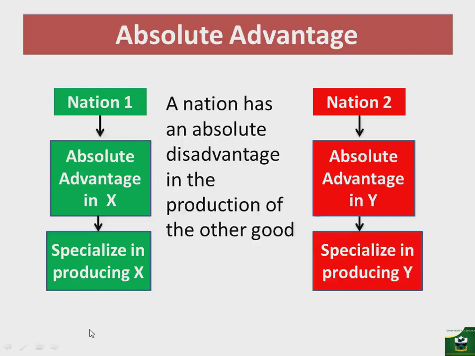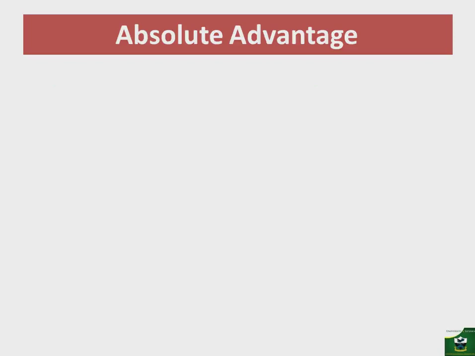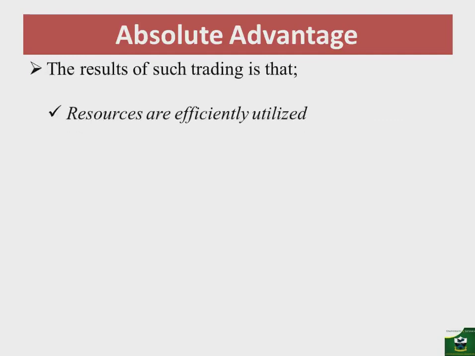After the output has been produced, the two nations can freely trade by exchanging part of the outputs that they have with the other nation for the commodity of its absolute disadvantage. And according to Adam Smith, the result of such trading is that resources will be fully utilized, or efficiently used, and that output of both nations will increase.